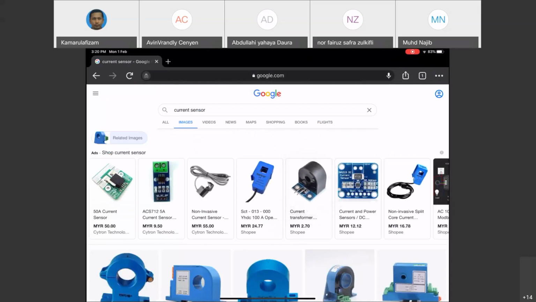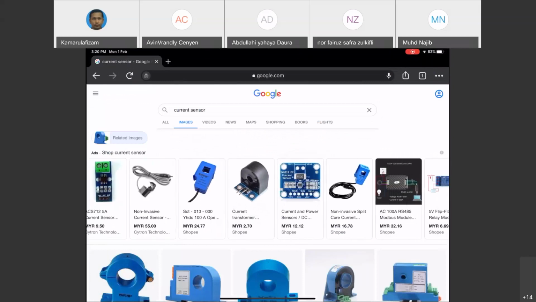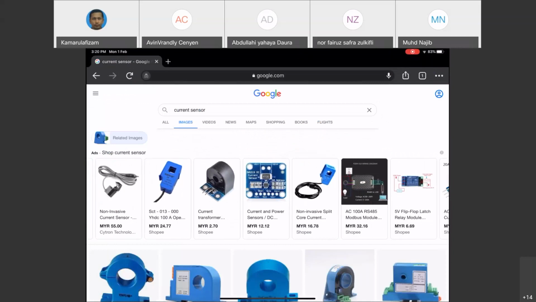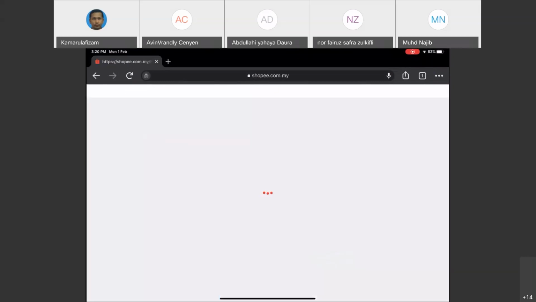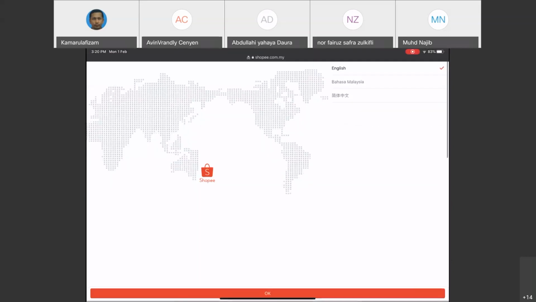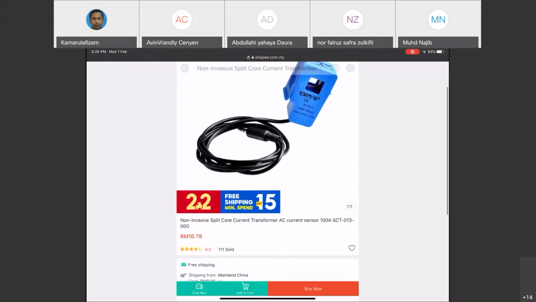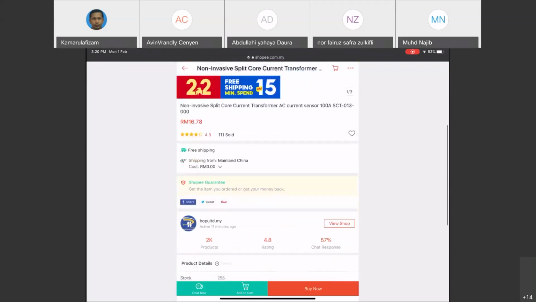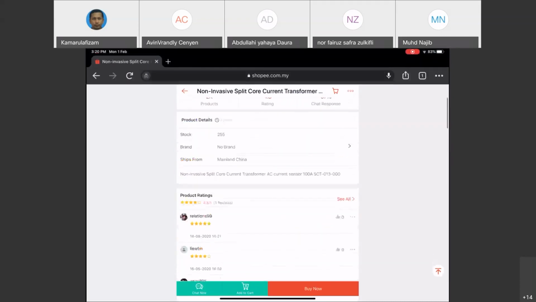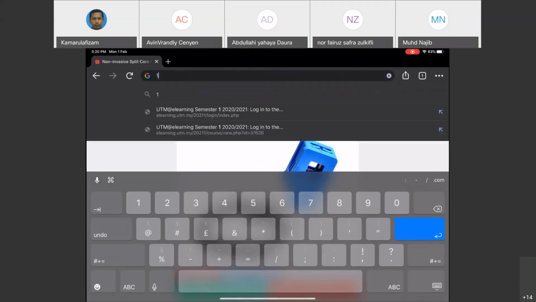The information. The current sensor. I'll go for this one. Let's go to Shopee. Okay, alright. How do I work this thing out here? Okay. So I have this is 100 amp. Okay lah, I'll just take it. Okay. Tak apa, kita Google lagi tengok.